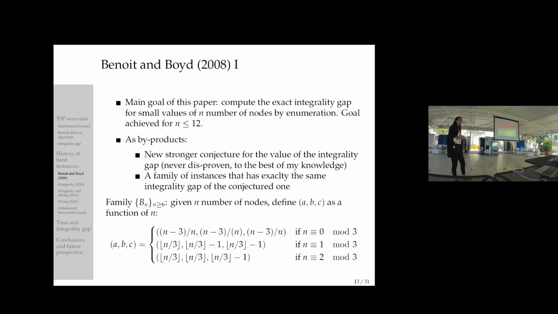As a byproduct, they released a new stronger conjecture for the value of the integrality gap. So they are able to release a conjecture for the value of the integrality gap that strongly depends on the number of nodes. And they also provide a family of instances that has the same integrality gap as the one they have conjectured. So to present this family, I define 3 parameters in this way. As you can see at the bottom of the slide, the equation is not important, it is just important that you have 3 integer numbers that depend on the number of nodes.